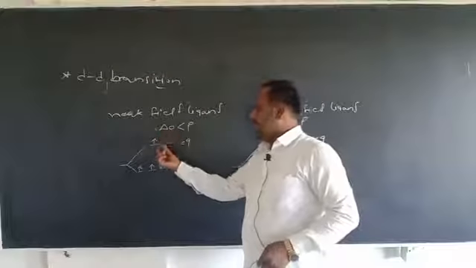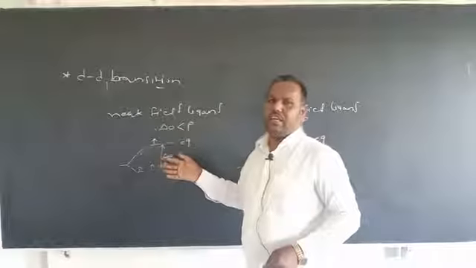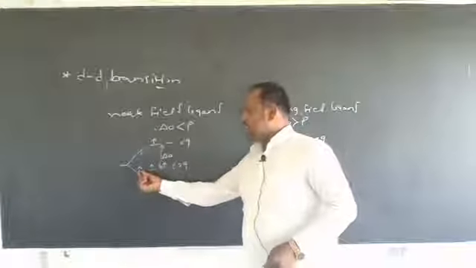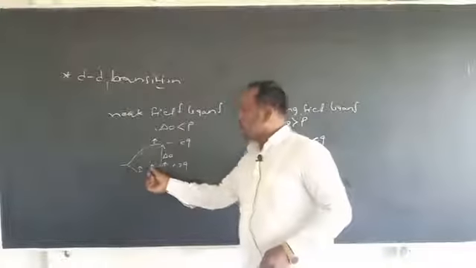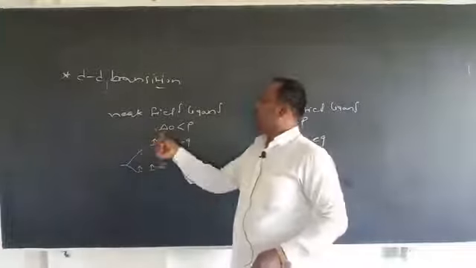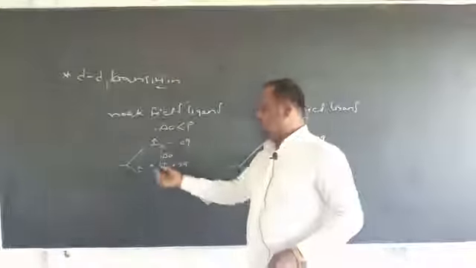Delta octahedral is much less than the pairing energy, because the pairing energy is very high. So the pairing energy is not achieved, and therefore the electron does not pair. The electron does not go into the T2g orbital. Instead it goes into the Eg orbital, because we require a lot of energy to pair the electron.